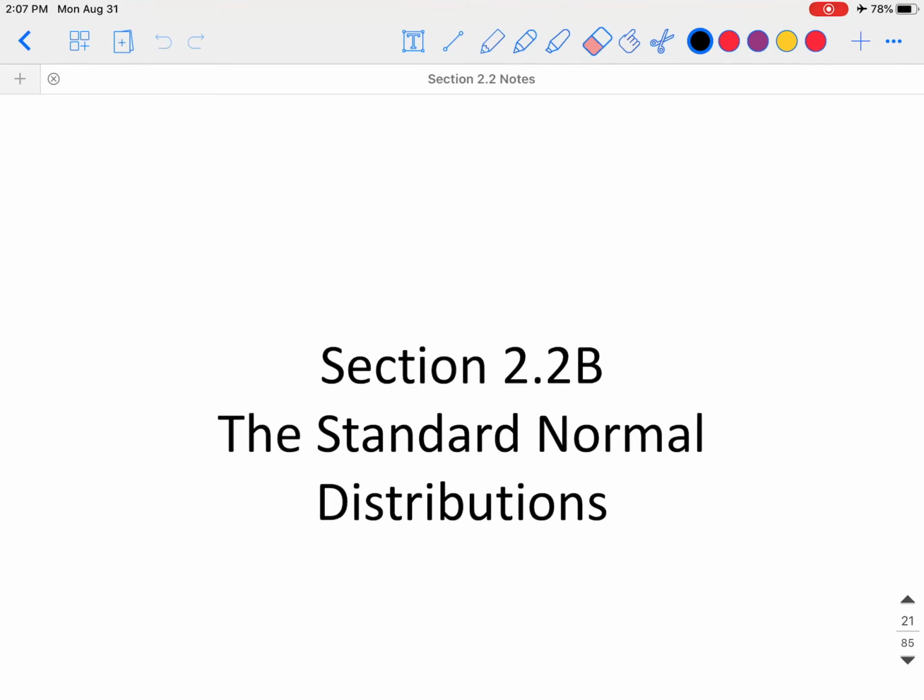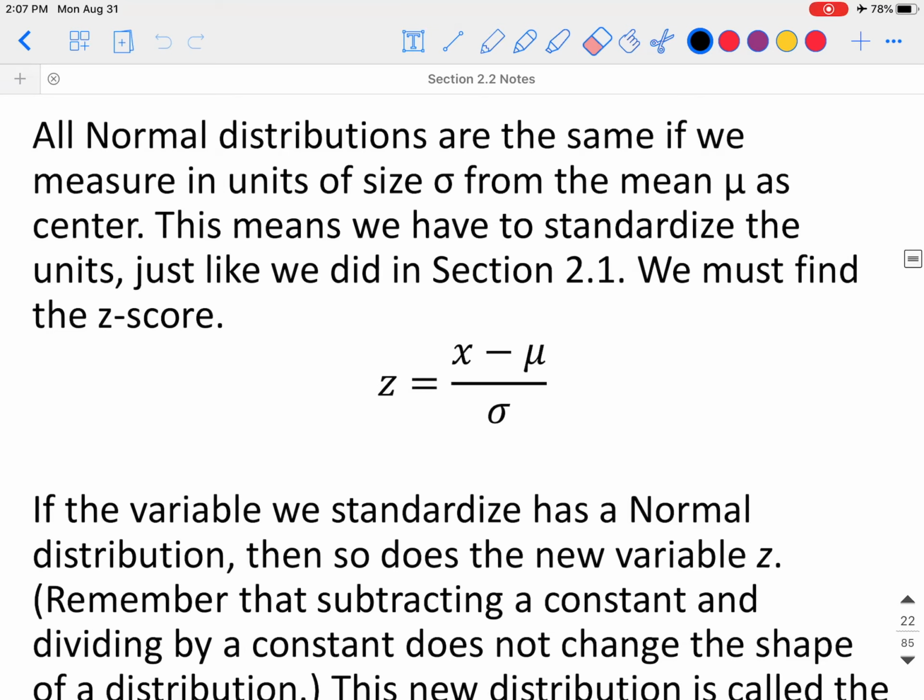This is section 2.2, part B, the standard normal distribution. All normal distributions are the same if we measure in units of size sigma from the mean mu as the center. This means we have to standardize the units, just like we did in section 2.1. We must find the z-score. Remember, to find the z-score, you're going to take your observation minus the mean and divide by the standard deviation.